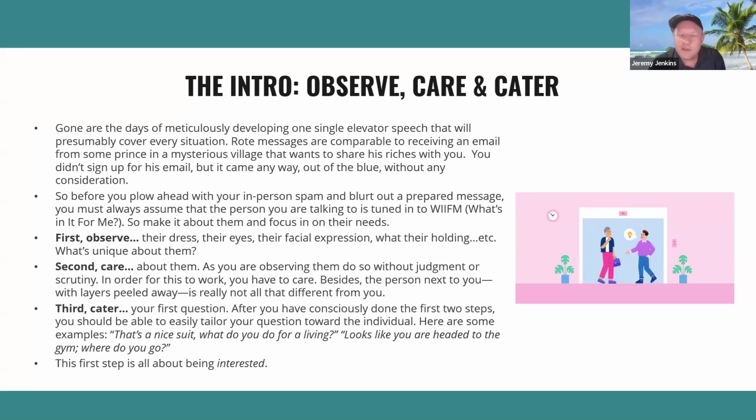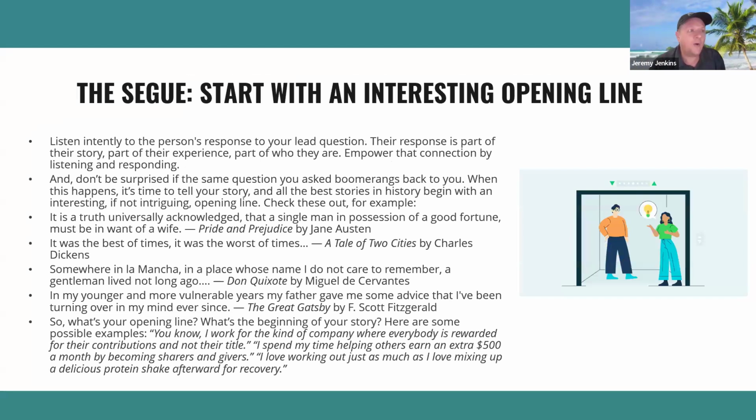After you've consciously done those first two steps, we're going to be able to easily tailor a question for that specific individual. So, for example, hey, that's a nice suit you've got on. What do you do for a living? Or, oh hey, it looks like you're headed to the gym. Where do you go? Right? So it's specific to them. That first step is all about being interested, and it shows that you actually noticed them and what they're doing.